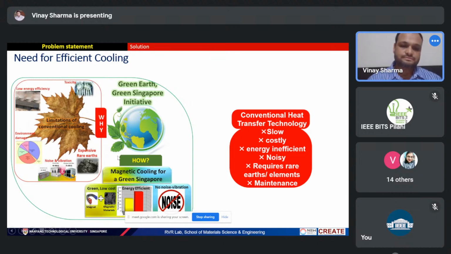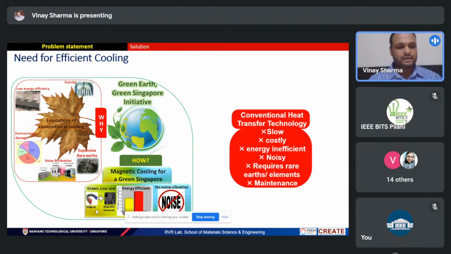So what I'm going to advise here is, let's try to find out some solutions which can be used in a low cost manner. And since I'm working in Singapore, this is the magnetic cooling technology for a green Singapore. In short, if a magnetic material is placed and a magnet is brought near to it, then it will show a magnetic phase transition. And because of this magnetic phase transition, it may cool down or it may heat up.